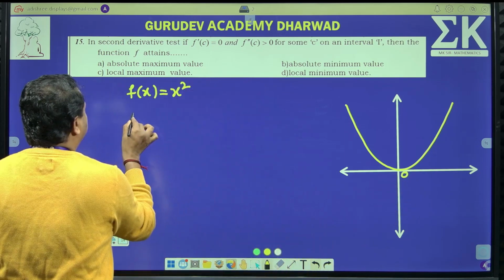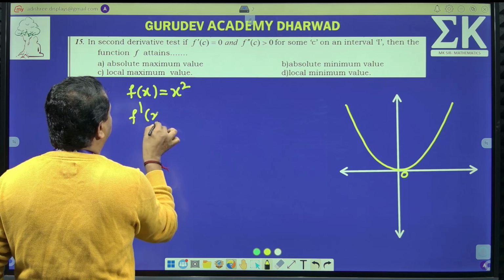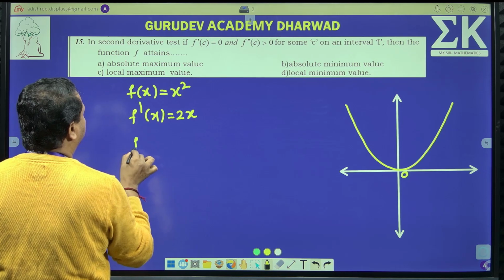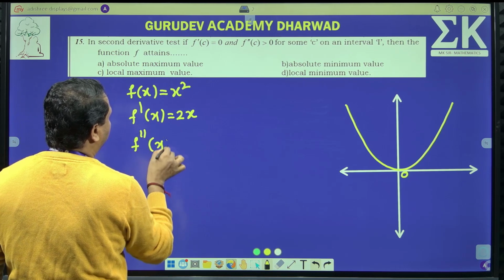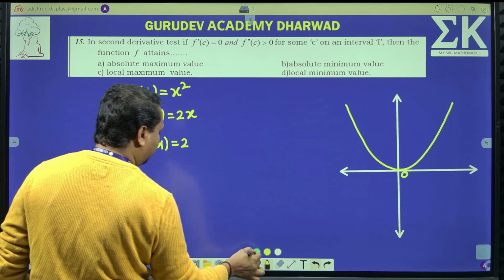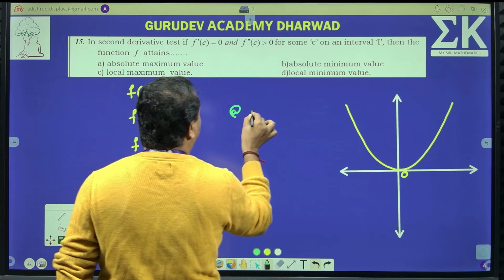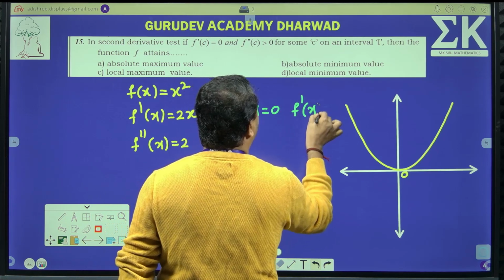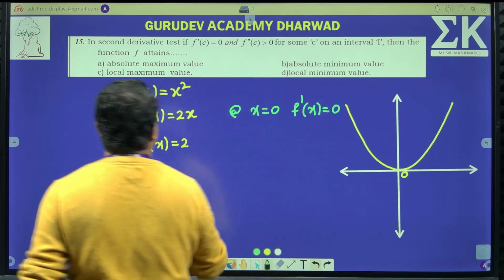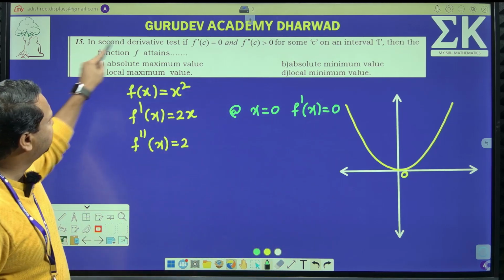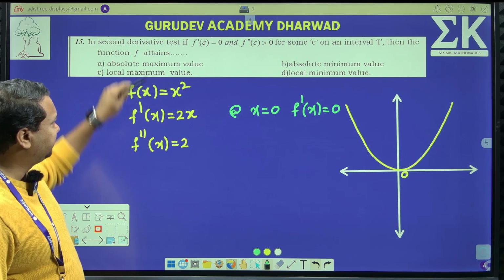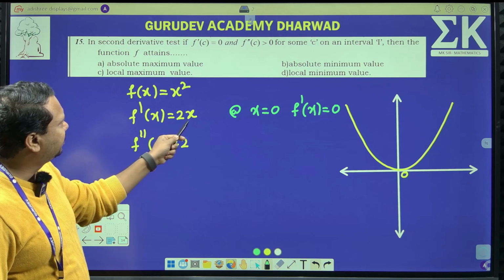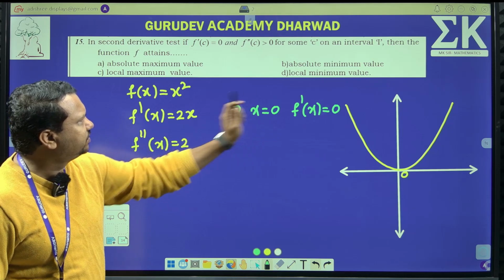So let me differentiate this function. F dash of x is equal to 2x. Then f double dash of x is equal to 2. And also at x is equal to 0, f dash of x is also equal to 0. Please understand, this is the problem which I had given. I am just comparing. F dash of 0 is equal to 0. Correct? At x equal to 0, the function is 0.